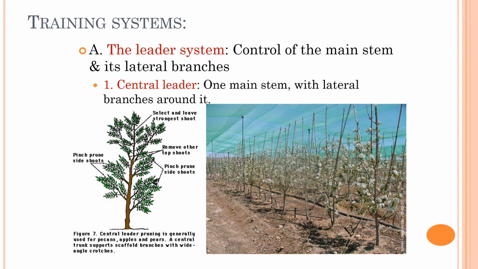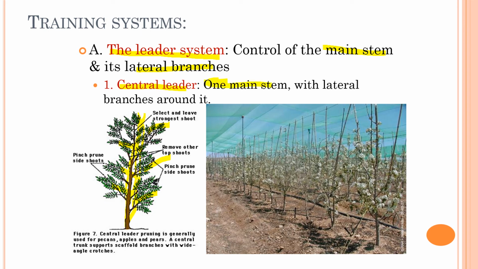Now, there are different systems that are being used, and these are only examples. The first system is called the leader system. That means I'm allowing only one main stem and all the other branches along that main stem. So here we have one stem, and on the sides we have the branches. So they have a main stem and the lateral branches around the sides. This is called central leader. There are different types of leader systems, but this is called central leader.